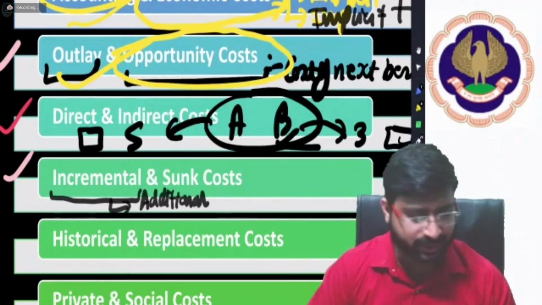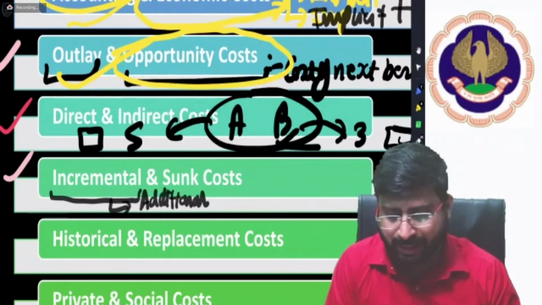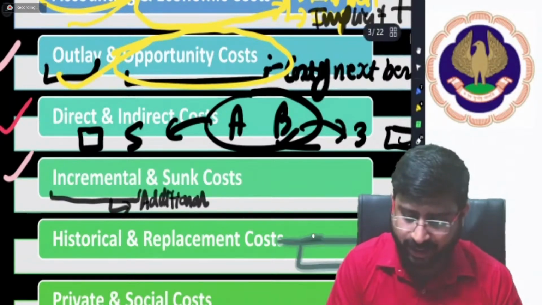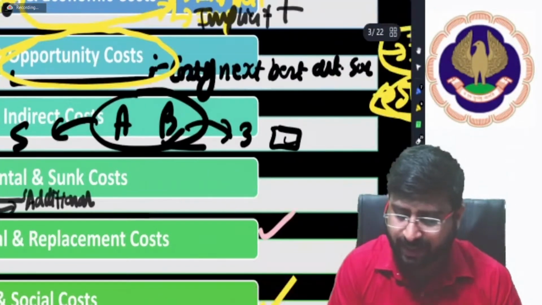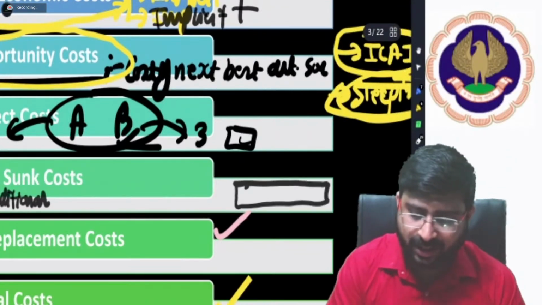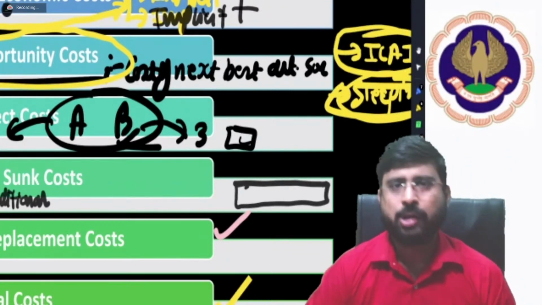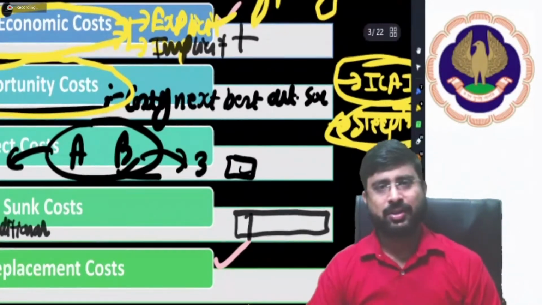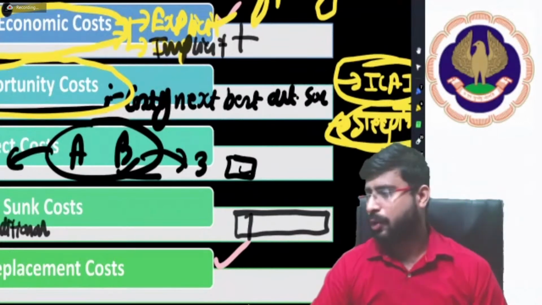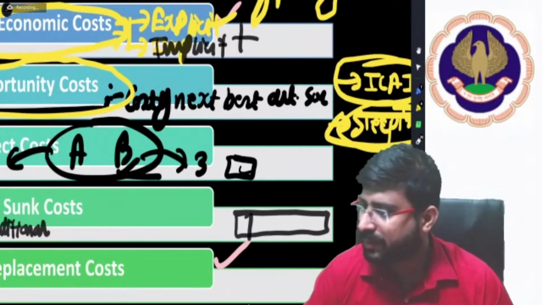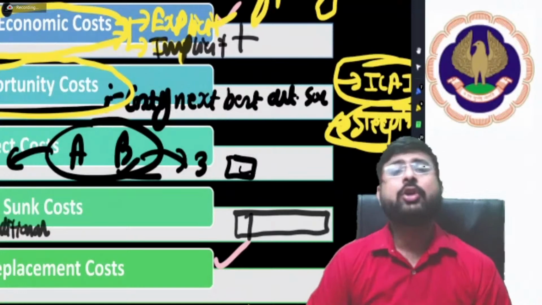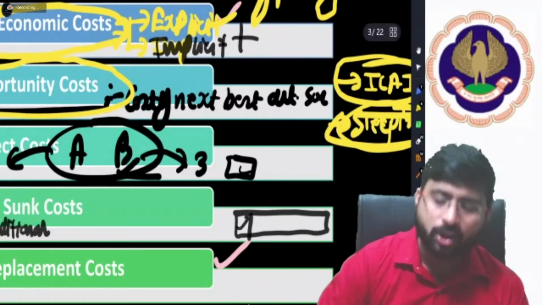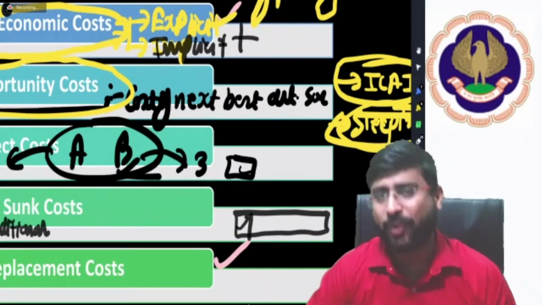Suppose, my dear friends, your factory has the capacity of 10 machines. But you did not buy 10 machines. You first purchased only one machine. Why did you purchase one machine? You purchased one machine to see whether you are able to earn profits or not.